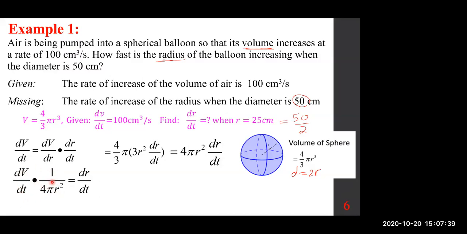Multiplication by the reciprocal means division by the expression itself. Now plug in. So dV/dt is 100, over 1/4 pi r squared, 1/4 pi 25 quantity squared. By the way, don't forget that whatever we do to numbers, we do to units. So this 100 is 100 cubic centimeters per second, okay? And this one is 25 centimeters squared, so this is centimeters squared.